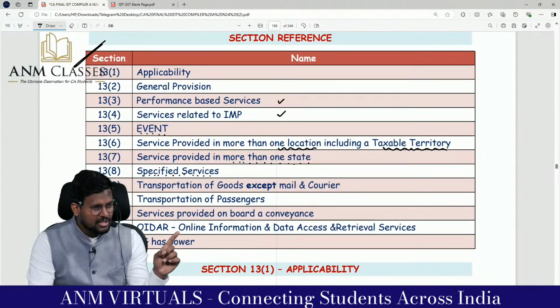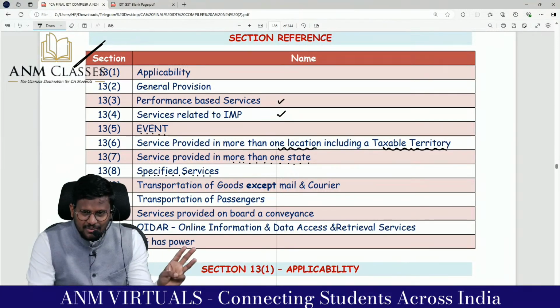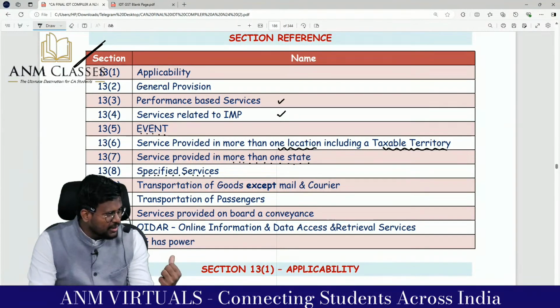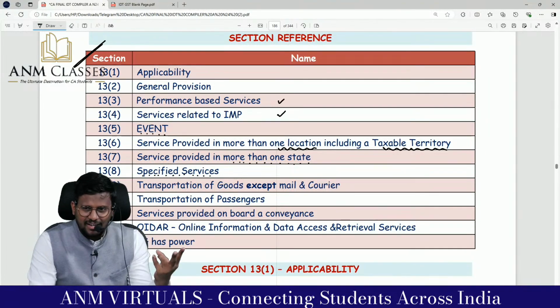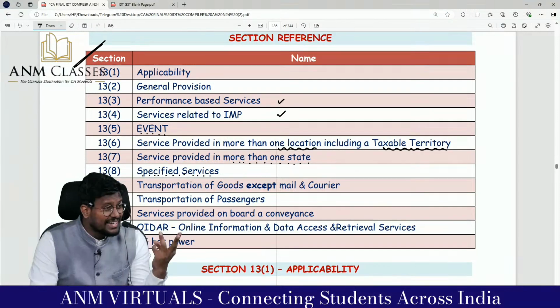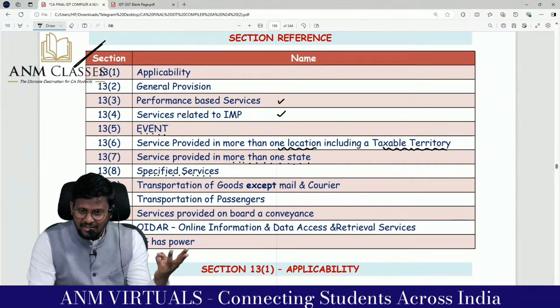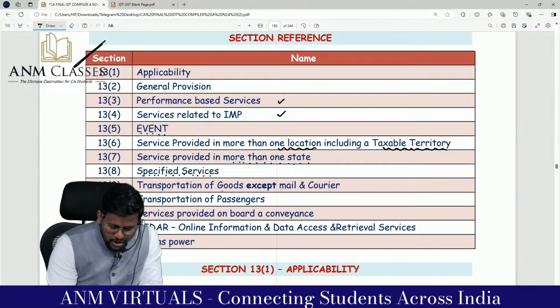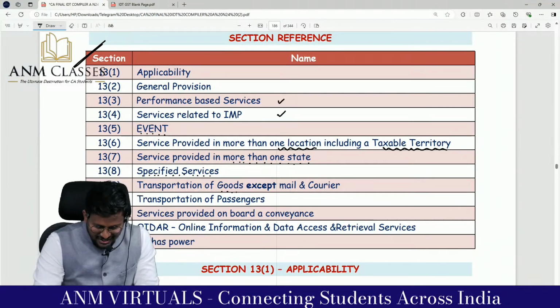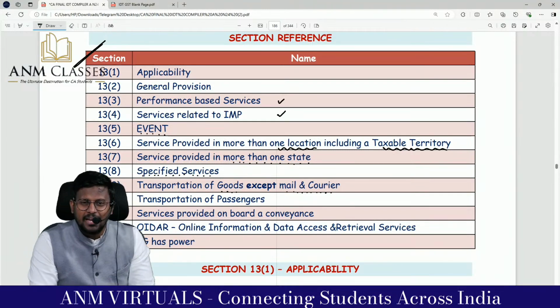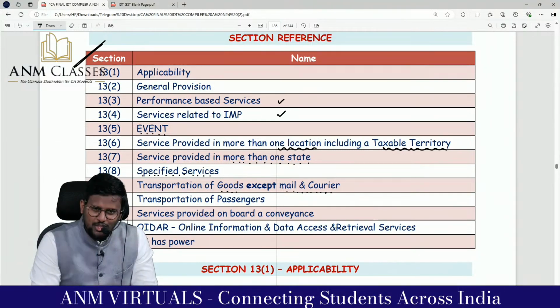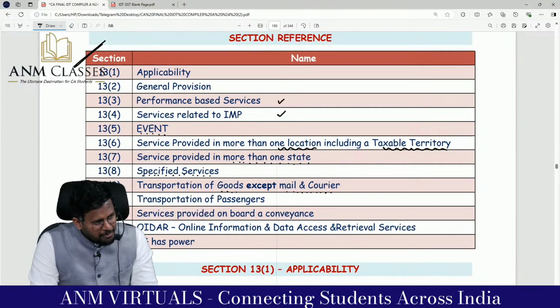13.1, 13.2, 13.3, 13.4, 13.5, 13.6, 13.7, 13.8 specified services. 13.9 is transportation of goods, except mail and courier.